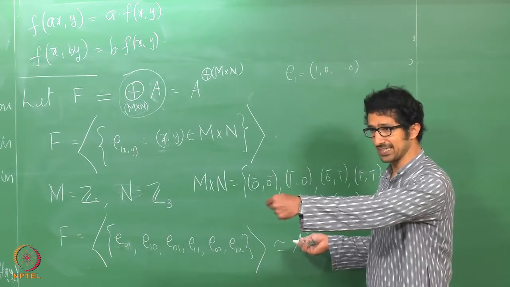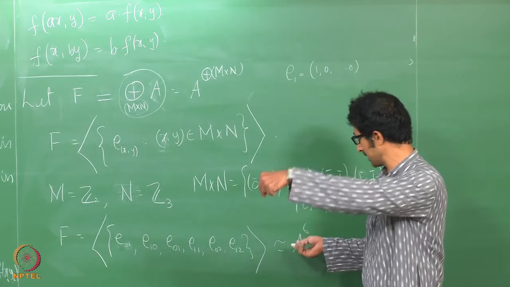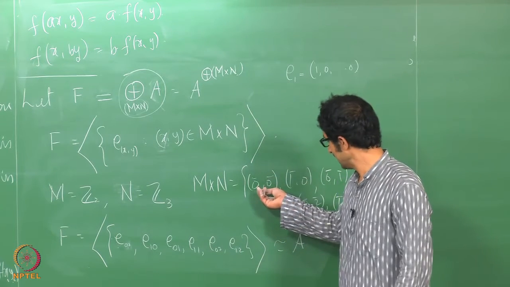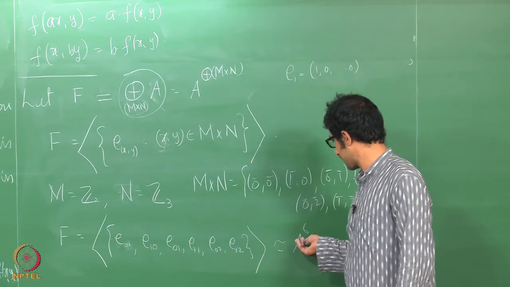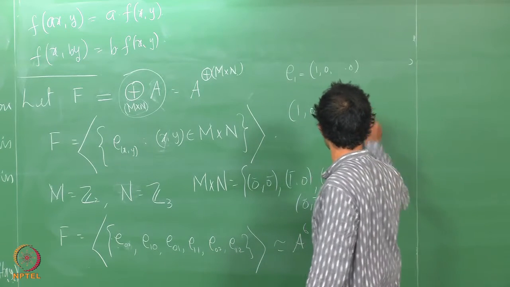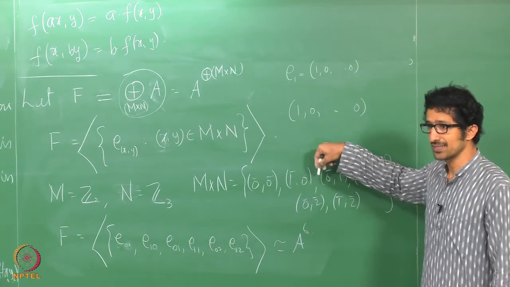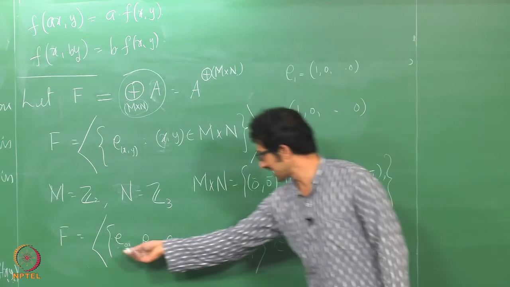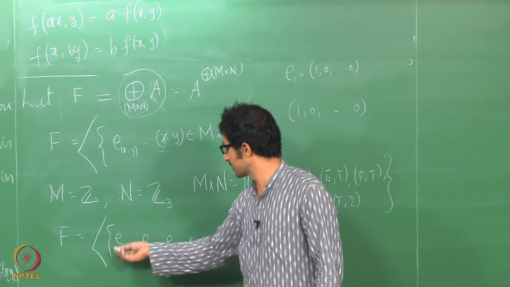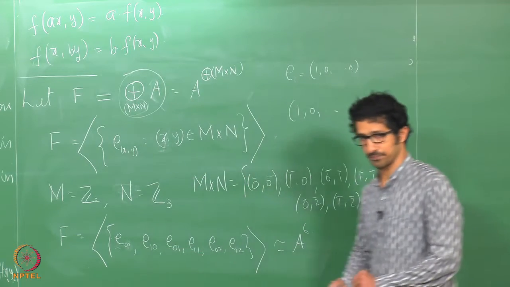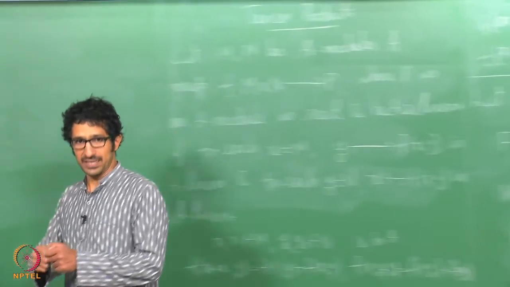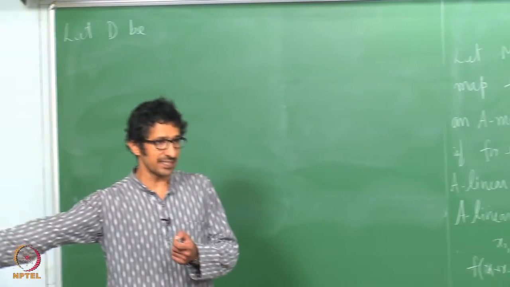Now for the first entry, let's say, I have a corresponding copy of A here. So I'll have 1, 0. This is the generator of that copy. I'm denoting it by E00, just following this notation here. That's all. So for each element xy, I have a generator exy.